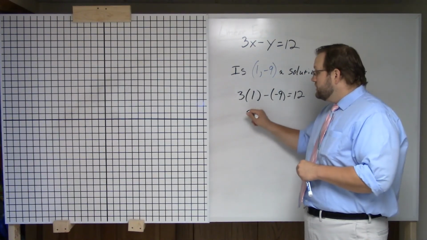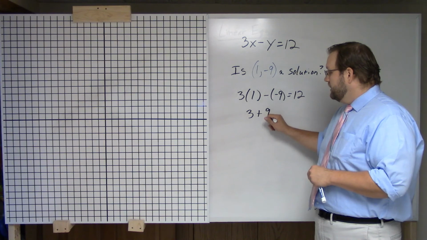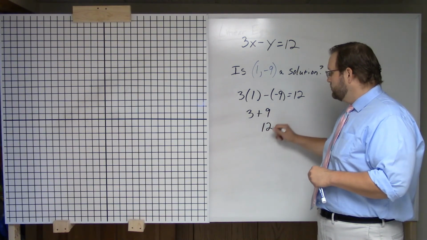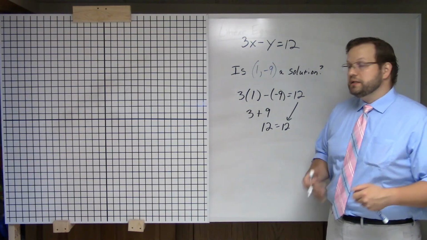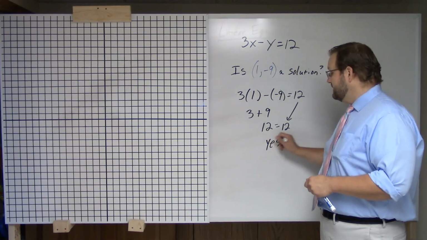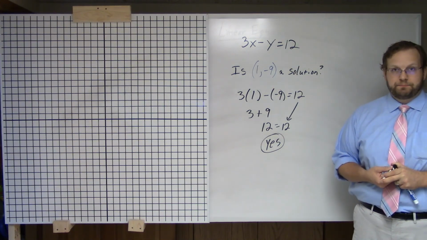So 3 times 1 is 3, minus a negative is a plus 9. 3 plus 9 is 12, and there's your 12. That's a true statement, therefore yes, this is a solution to that equation. It's as simple as that, okay?